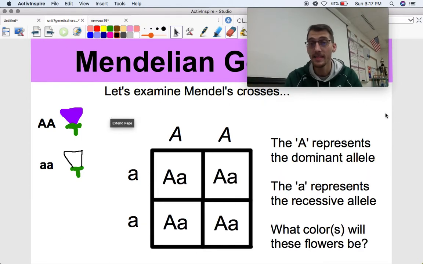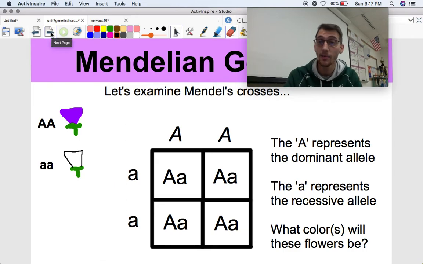And once again, the capital A represents the dominant allele, and the lowercase a represents the recessive allele. So what color are all these flowers going to be based on the genotypes that we're seeing in these boxes? Okay, what color are they going to be? If you already know, great. If you don't, pause and try to answer it.